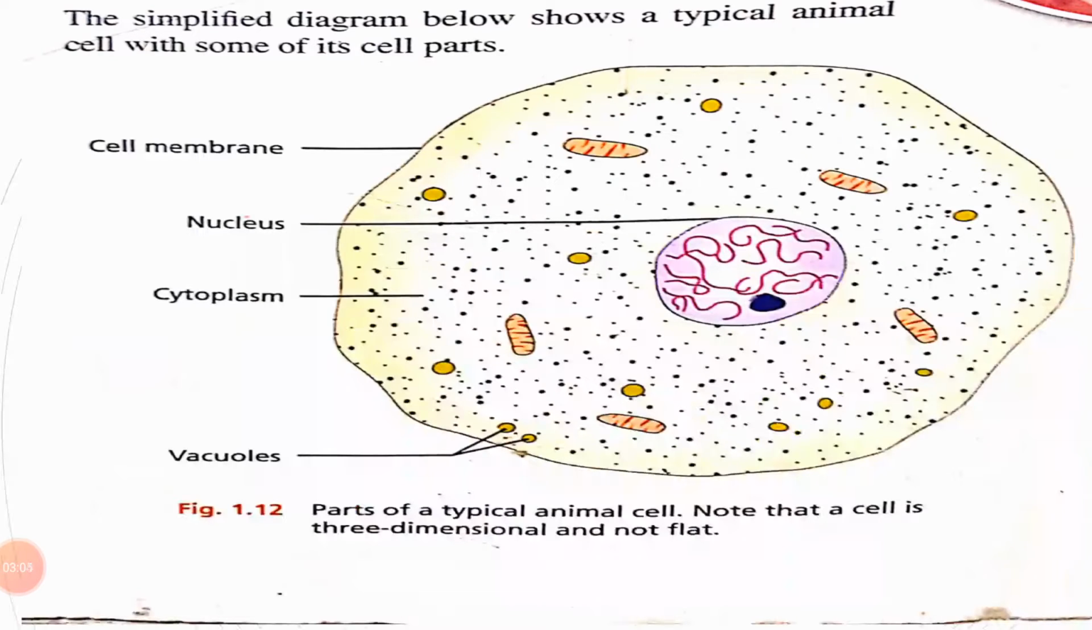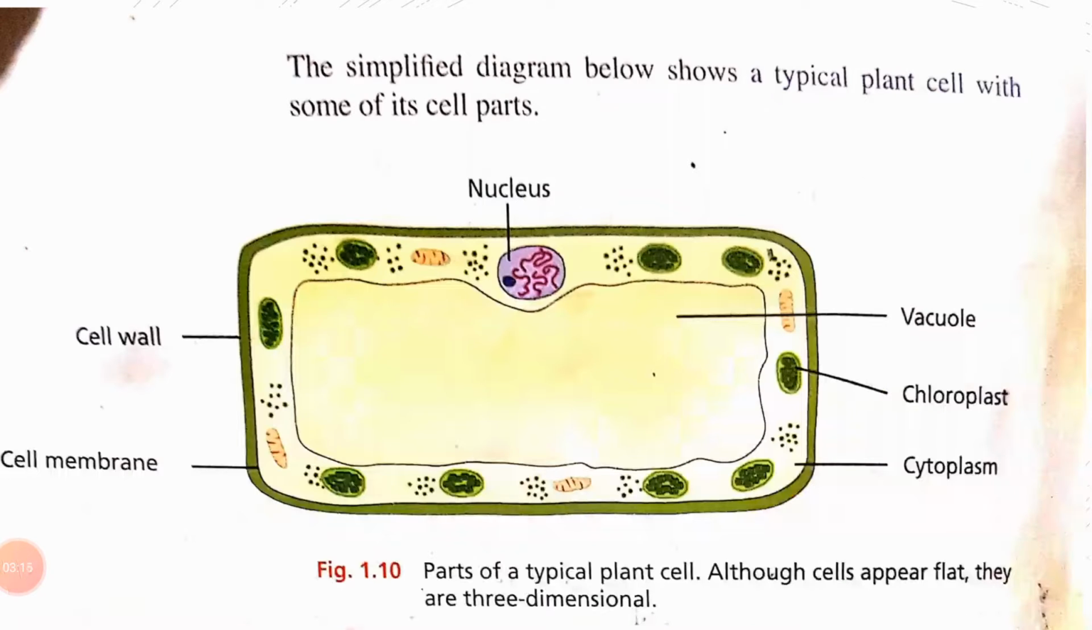This is the animal cell diagram, and there is no green pigment here. So you can easily observe the difference between plant and animal cells: plant cells have the green pigment, which is the chloroplast. What is the function of this green pigment? You have an idea about this. They make their own food, that's why they have the green pigment.